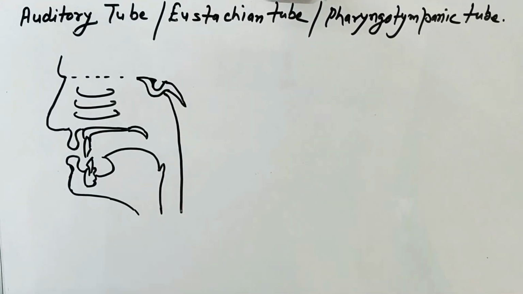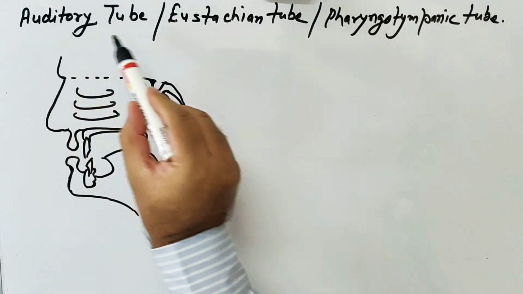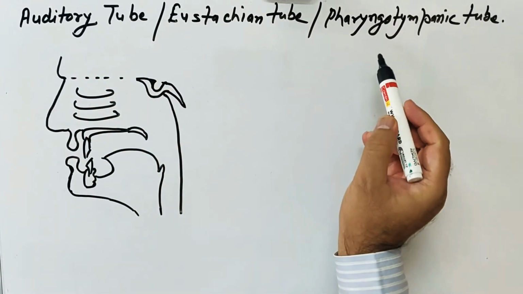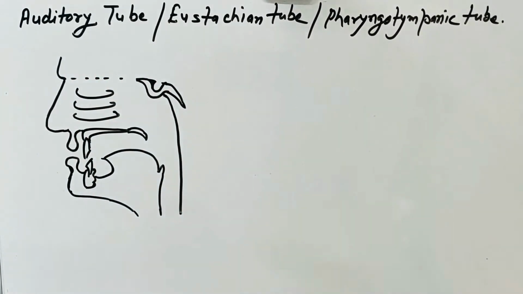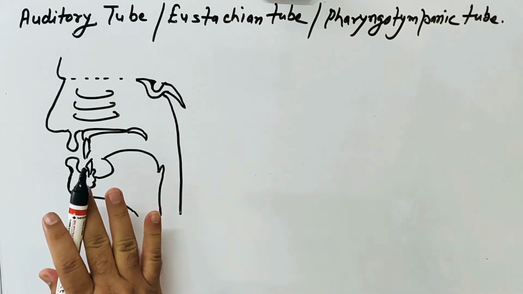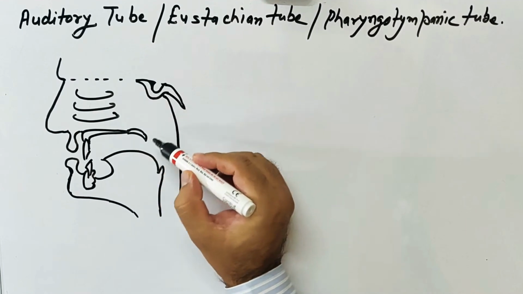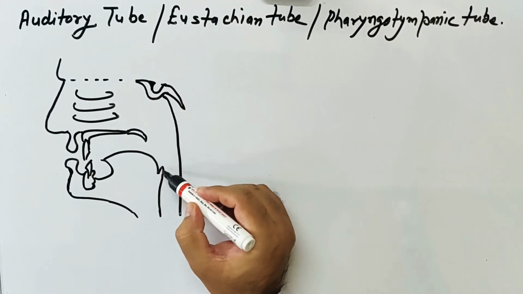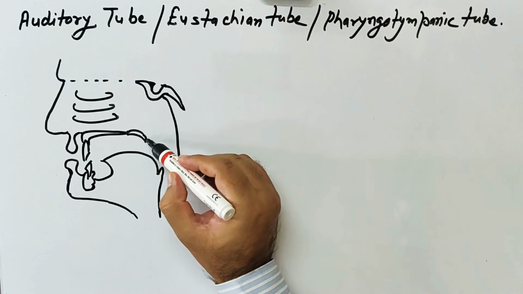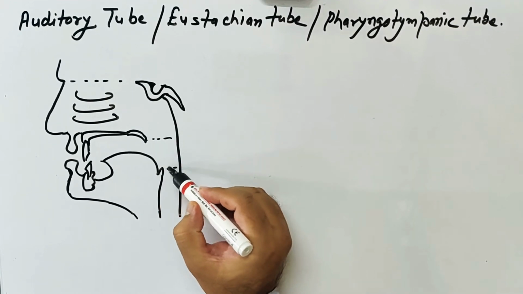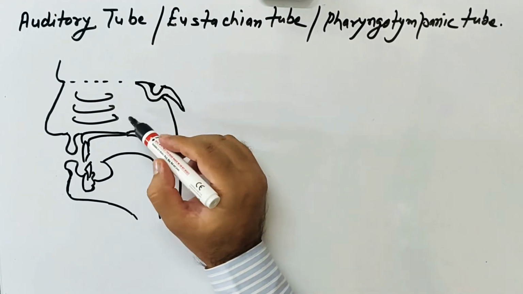Yes, now we'll discuss the auditory tube. Auditory tube is also known as Eustachian tube or pharyngotympanic tube. Here in this diagram you can see this part is nasopharynx. From here this is oropharynx, this is laryngopharynx. So this is the demarcation. This is nasopharynx.